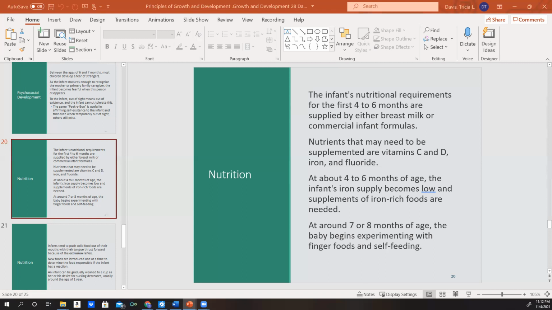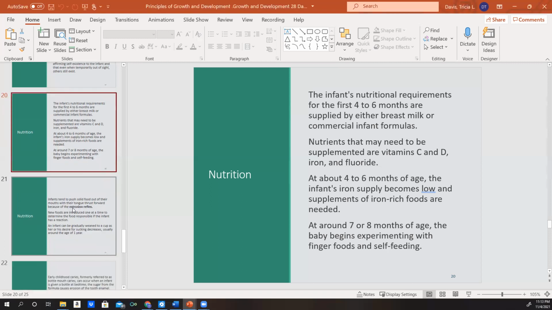So sometimes you'll see that also around 4 to 6 months, it's hard for them to be fulfilled with just the bottle. So this is the time where we will start to add in oatmeals, baby foods, and things like that to supplement their nutrition.